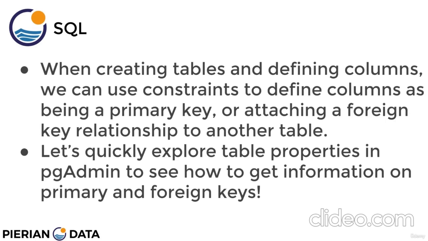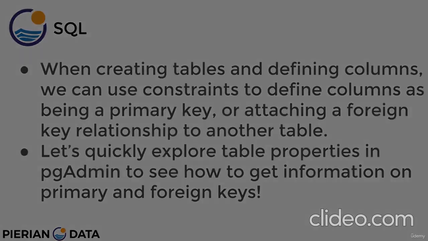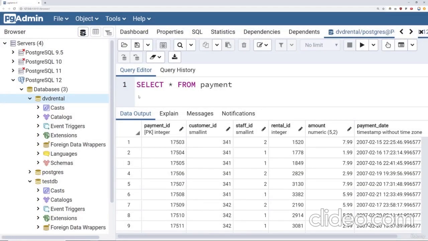I want to quickly explore the table properties that are available to us in PgAdmin in order to get information on primary and foreign keys through the properties window, since we can't really see them directly through just a simple query call. Let's jump to PgAdmin and show you how to understand the foreign keys that are present within a table. Okay, here I am in PgAdmin.